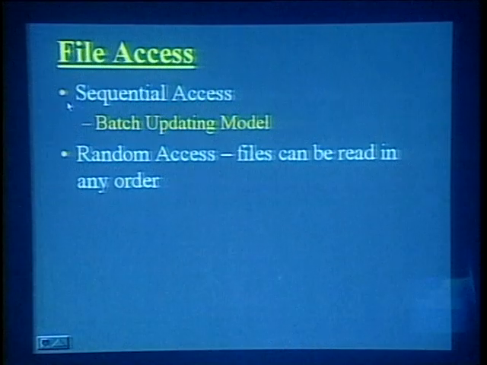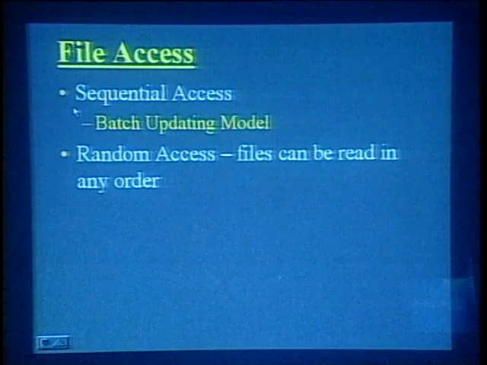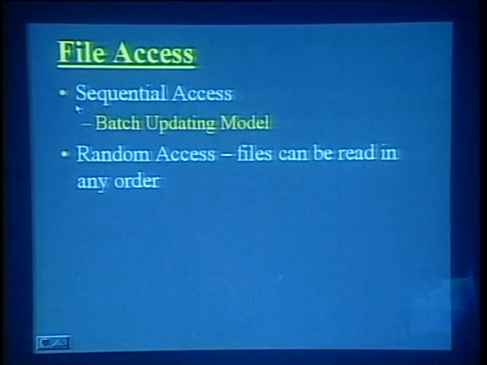Primarily, there are two mechanisms with which we access files. Number one is sequential access, and number two is random access. In sequential access, we have to start at the start of the file and then read as the file progresses. In random access, we can go to any point in the file and read whatever we want. Let's understand file access with an example.